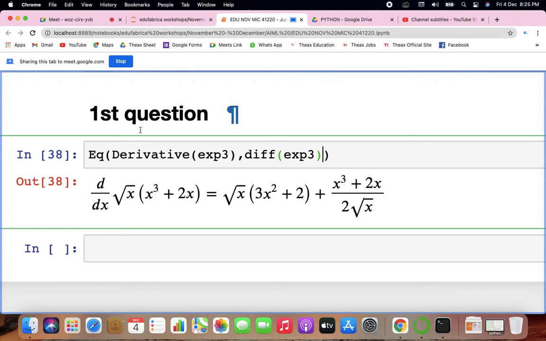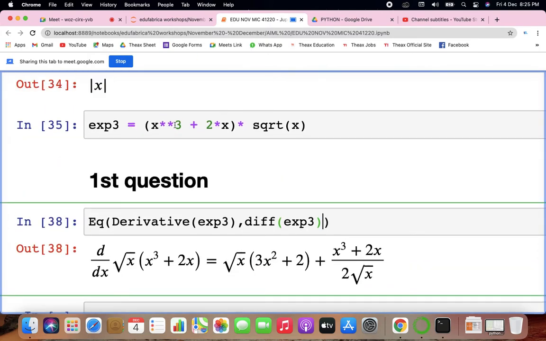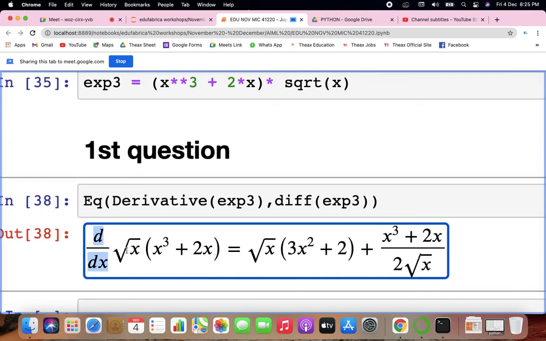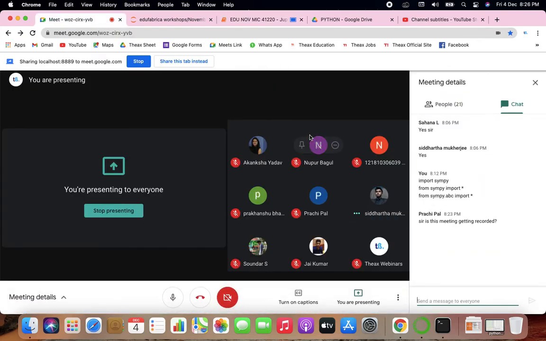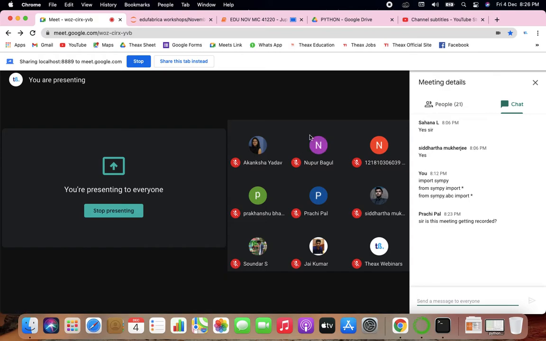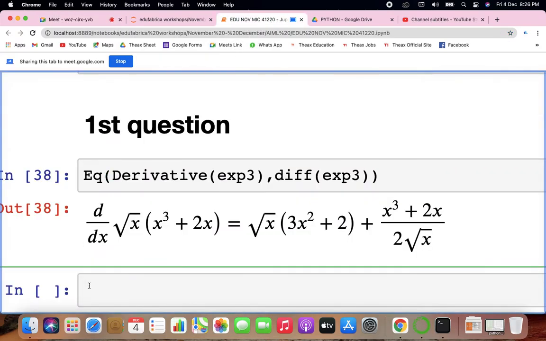Okay, so the question was that you need to differentiate this equation, that is x cubed plus 2x multiplied by the square root of x. What you can see on the left hand side, this completely equals this right hand side. So that is the differentiation, which equals this. The derivative of this equals this. Very clear? Yes, sir. No doubts to anyone, I hope. Anyone having problems? No. So let's say the second question, if I take it there.